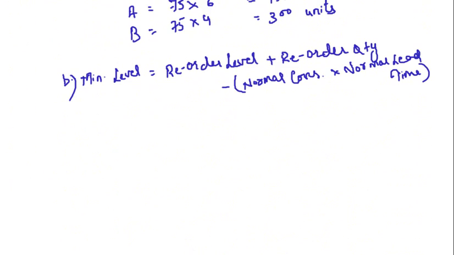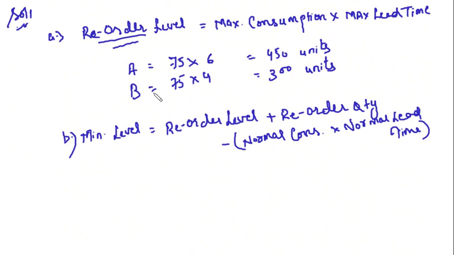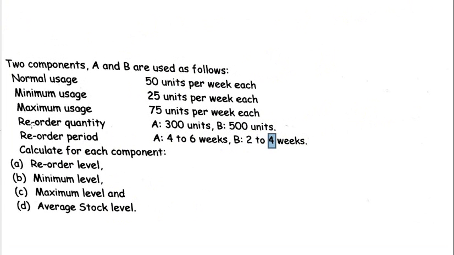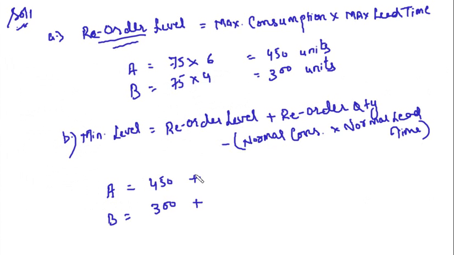ठीक है. नाउ व्हाट इज द रीऑर्डर लेवल? रीऑर्डर लेवल यू जस्ट कैलकुलेटेड. इफ वी टॉक अबाउट A और B. For A, what is the reorder level? 450 units. And for B, what is the reorder level? 300 units. Now, what are the reorder quantities? Let us see. It says reorder quantity for A is 300 units and for B is 500 units. So here 300 and 500 units. Minus what is the consumption during the normal period that it will take to reach the factory.